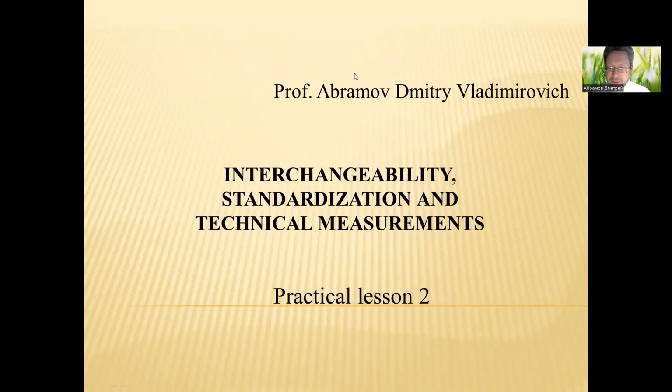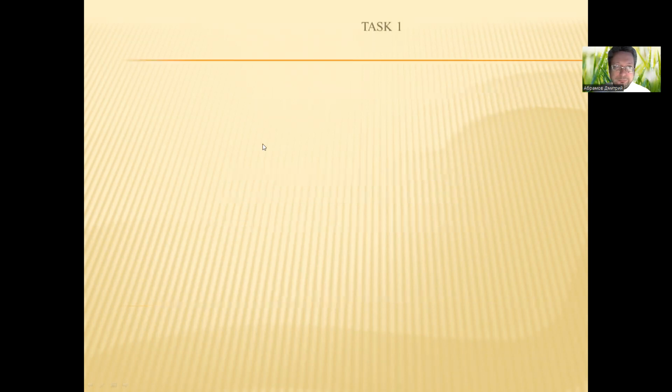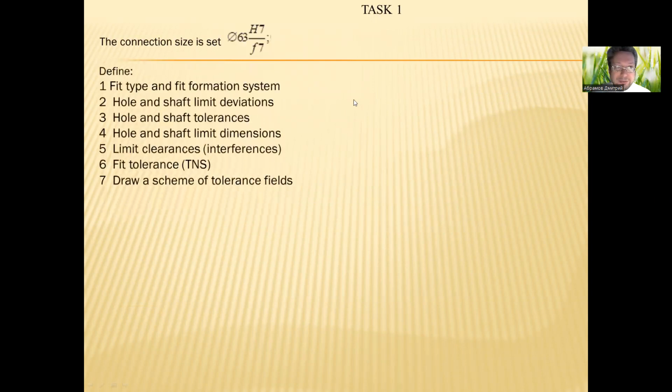We start practical lesson number 2 on interchangeability, standardization, and technical measurements. Task 1. The connection size is set. Nominal diameter 63.